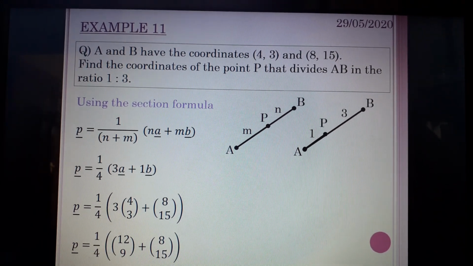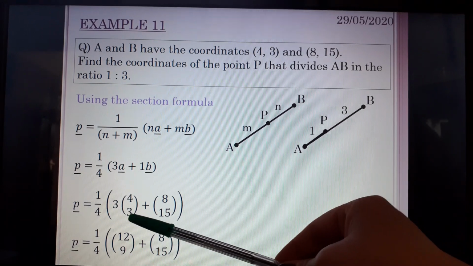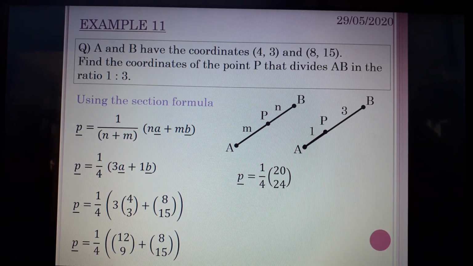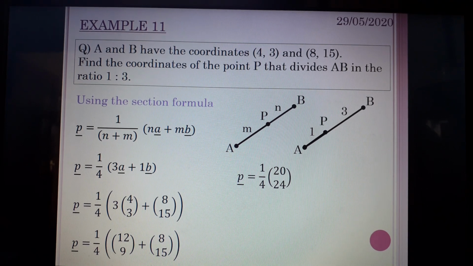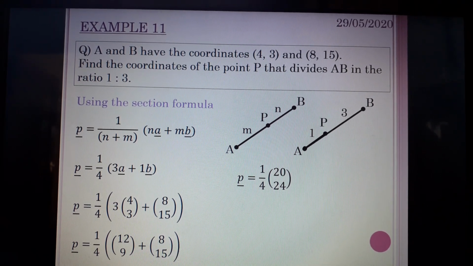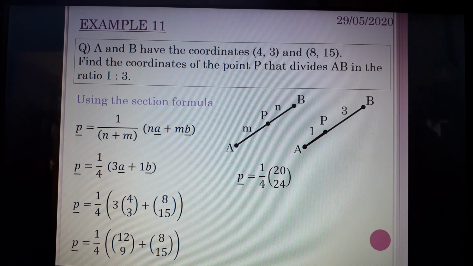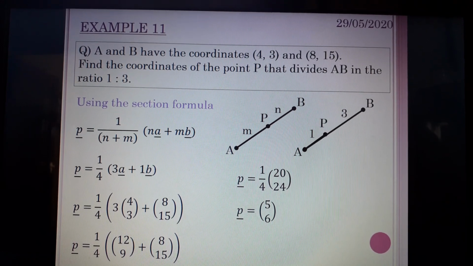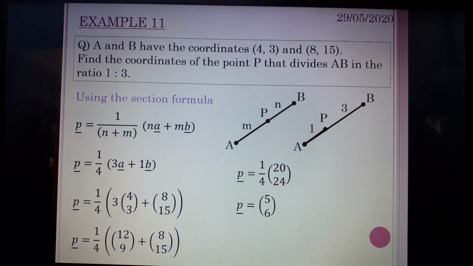Now, you will then multiply all your numbers together. 3 times your 4, 3 times your 3. Then add those together. 20 plus 8, 9 plus 15. And the numbers pretty much usually work out well. They divide well. So 1/4 of 20, 1/4 of 24. But if they didn't, you would just leave them as fractions.